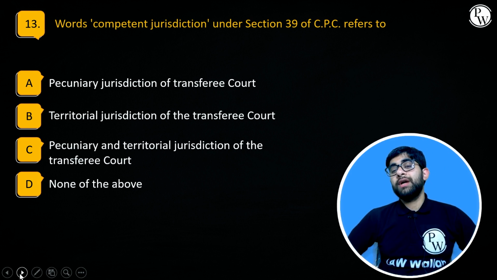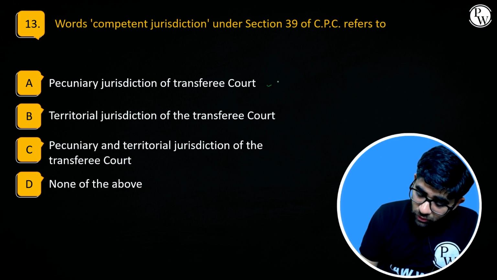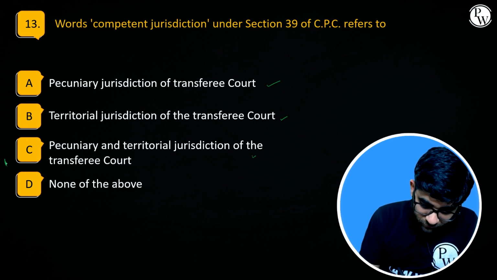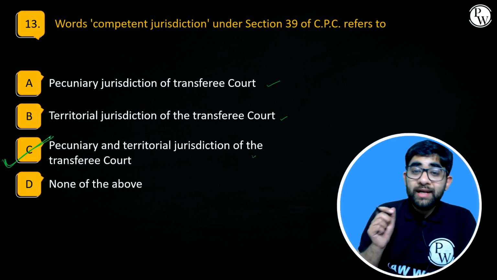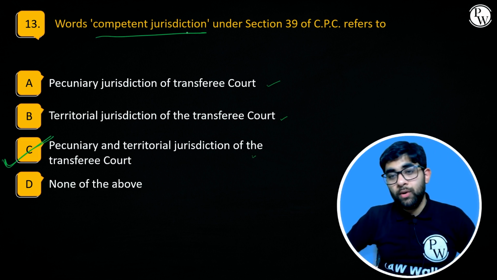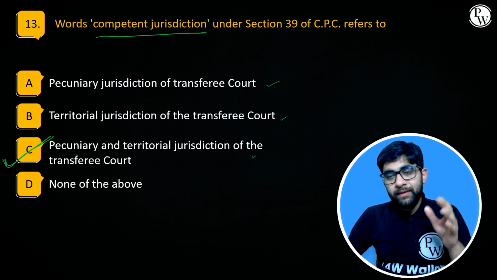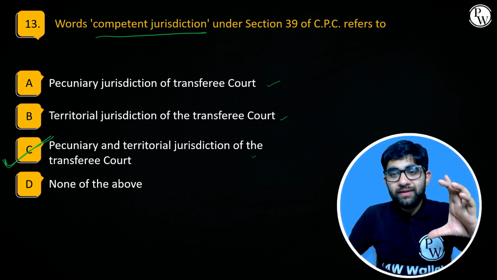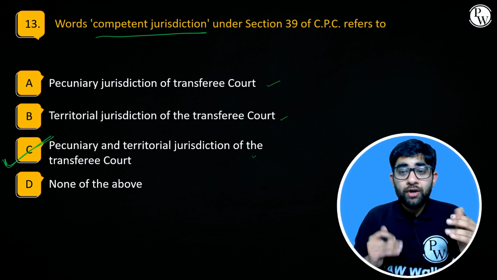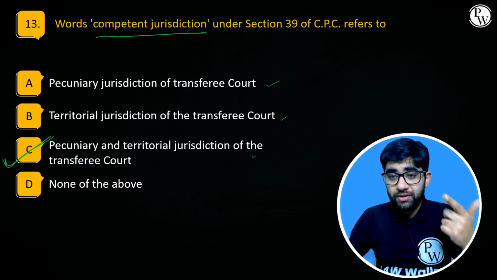Next, 13. Words competent jurisdiction under section 39 of CPC refers to pecuniary jurisdiction of the transferee court, territorial jurisdiction of the transferee court, pecuniary and territorial jurisdiction of the transferee court, or none of the above. It refers to pecuniary as well as territorial jurisdiction of the transferee court. So, competent jurisdiction का मतलब देखो, see what happens is the court, this is the technical point of the court. When you file a plaint, the facts in issue are the facts that won't change, but you have to actually go and represent yourself in front of a competent court. Now, competent court includes, it should have pecuniary jurisdiction, it should have territorial jurisdiction. As simple as that.